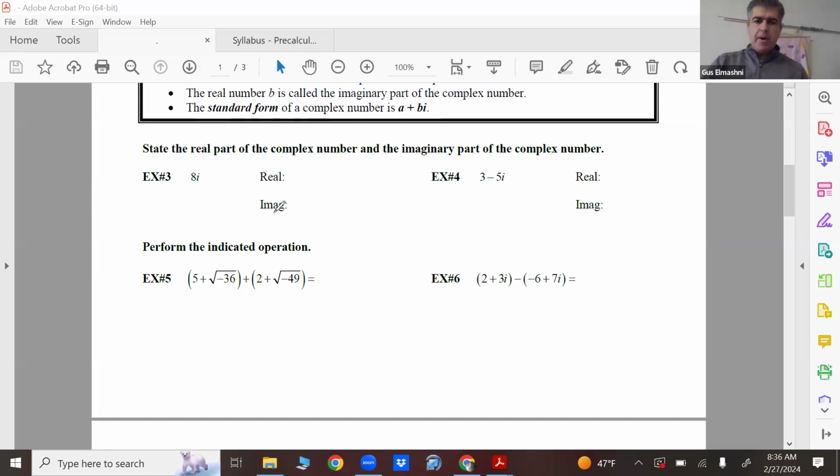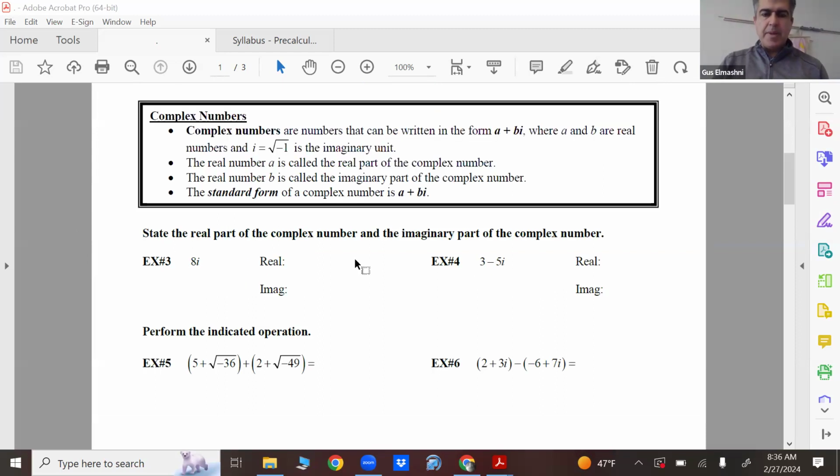All right, state the real part of the complex number and the imaginary part of the complex number. Now, the complex number, it's called complex because it has an identity crisis. Like, it doesn't know if it's real or imaginary.